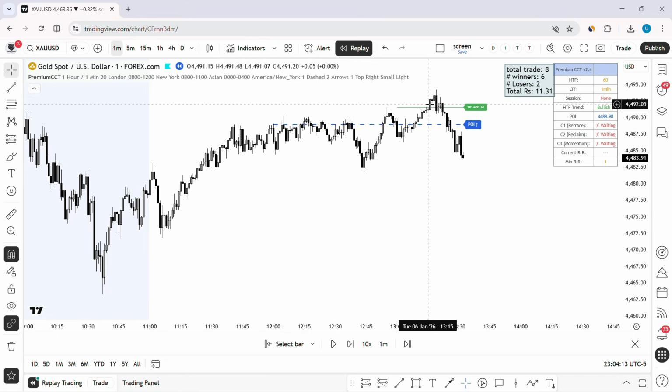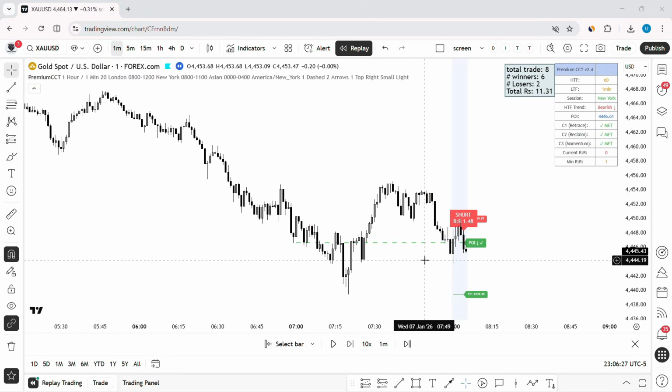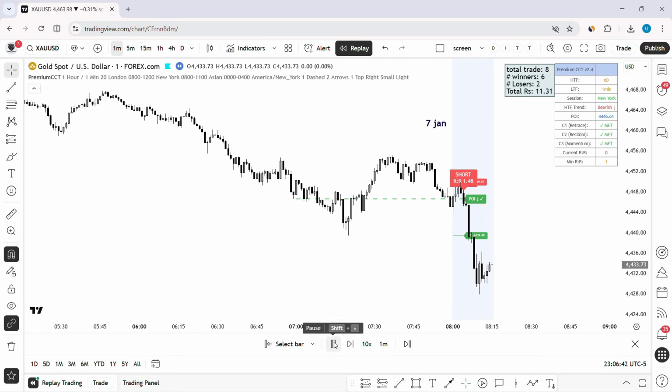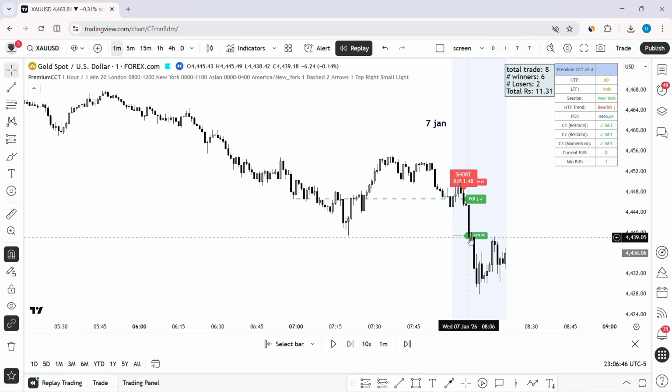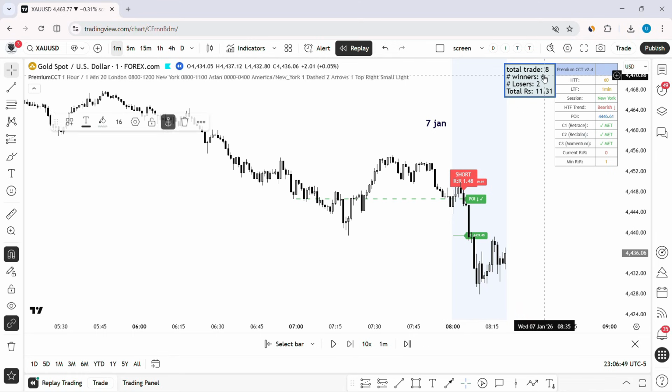Since this is outside the session, the indicator will not show any buy, sell or any target levels. Let's continue to the next day. So currently we are inside the New York session of 7th January and we have already found a trade. Let's see how this trade results. Let's continue the replay, and as you can see the trade has directly gone to the target. So let's update the table.